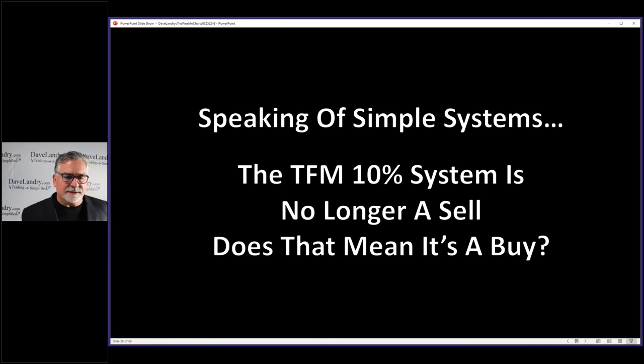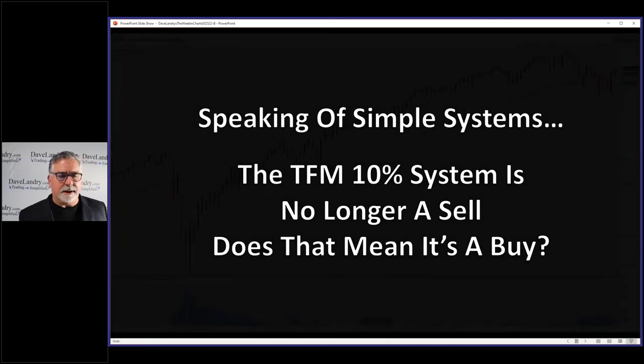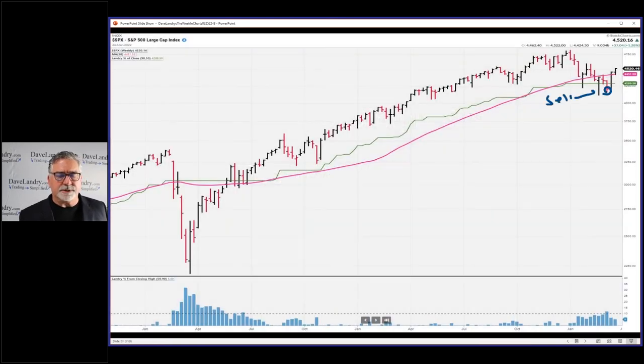Anyway, speaking of simple systems, the TFM 10% system is no longer a sell. Does that mean it's a buy? No. Okay, here's your sell here. There's your calendar sell where I have circled the low below the 10% line, okay, the buy line, and close below the 50 week moving average. So that's a sell. Probably where this arrow is, it actually triggered on an intra-week basis, which I consider a legitimate sell signal. But the testing that I did was on a weekly basis, just for what it's worth.